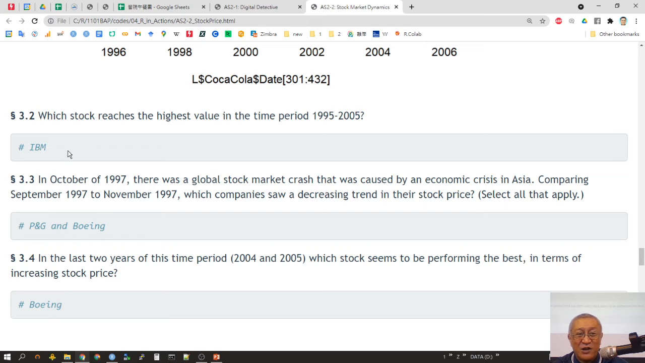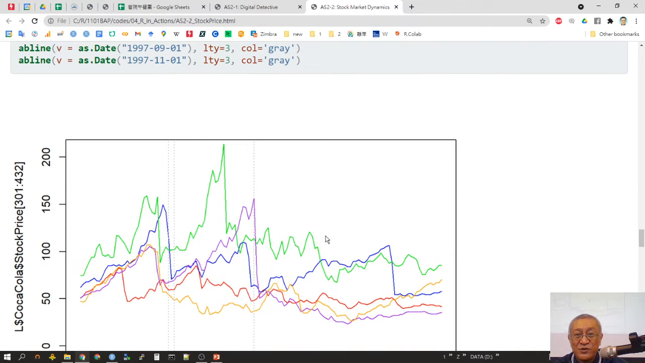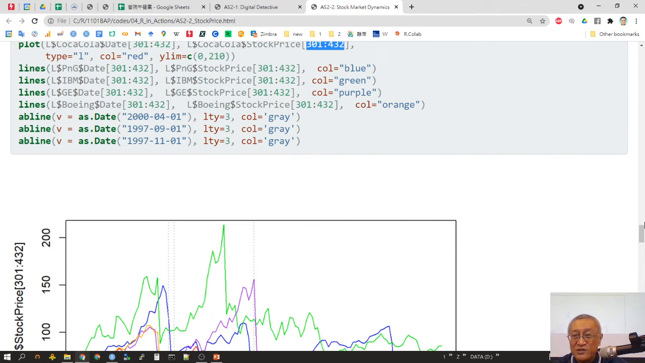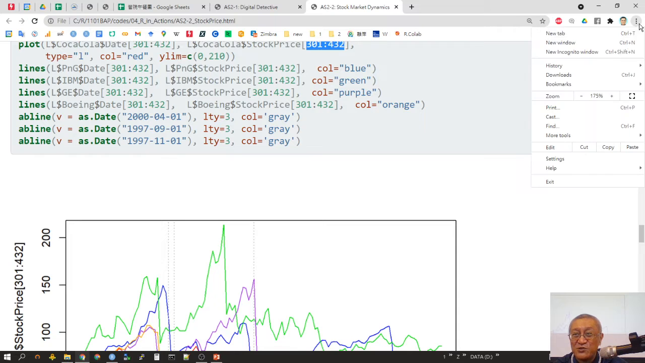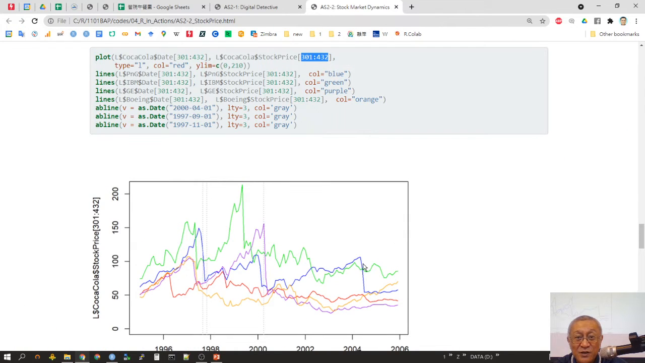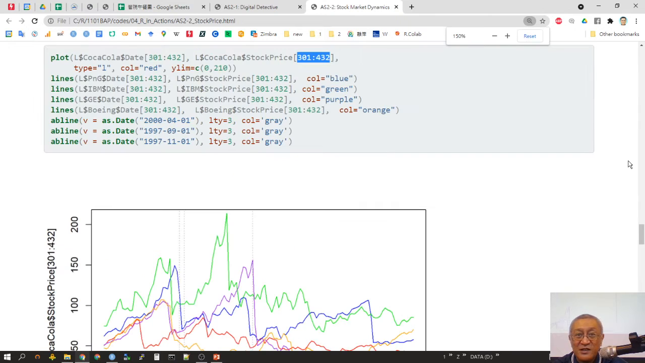So actually, I already know which stock reached the highest value in the period, right? So you need to see it. I should have put a legend here. It's not easy to see it without a legend. So the one that reached the highest value is actually IBM, right? And it's in green color.